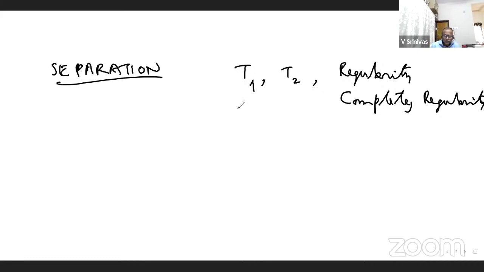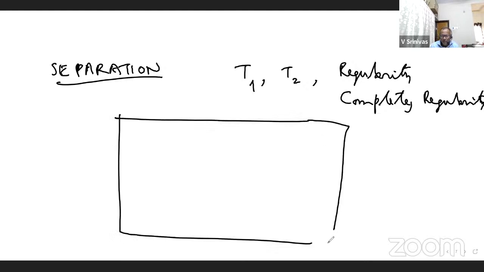Let me explain this concept, then we'll move to that question. Say you have a topological space, capital X, comma tau. Say you are given two points, small x and small y. These are two elements in capital X.